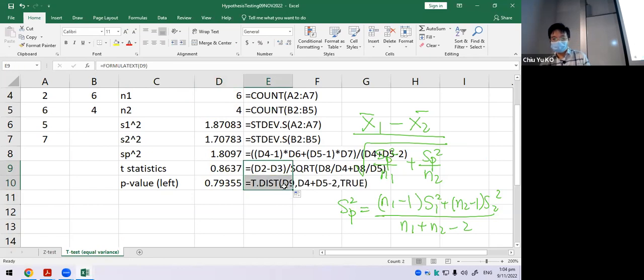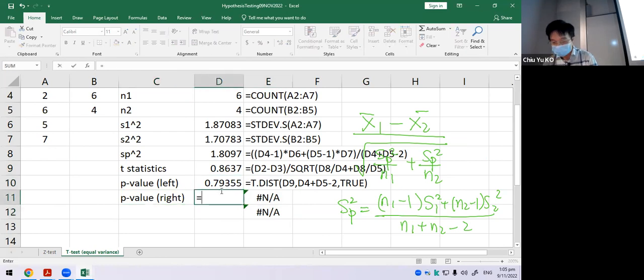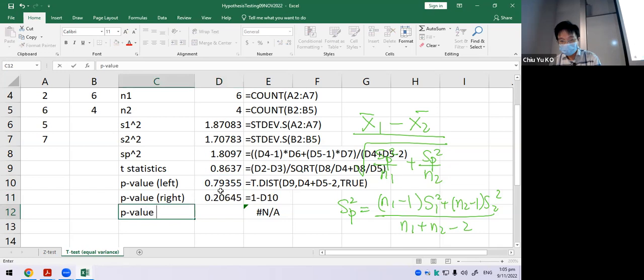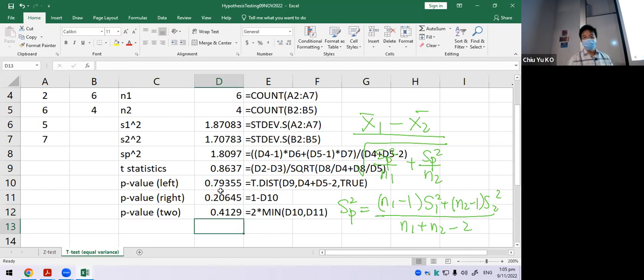So the left-hand side is, if you reject on the left, that is 80%. If you try to reject on the right, that will be 1 minus this value, because the right-hand side is just 1 minus the left-hand side. For a two-tail p-value, it will be 2 times the minimum of the two. You can just do 2 times the right in this case, but in general that is the general method, because you multiply 2 by the smaller one, since you know where the tail is.